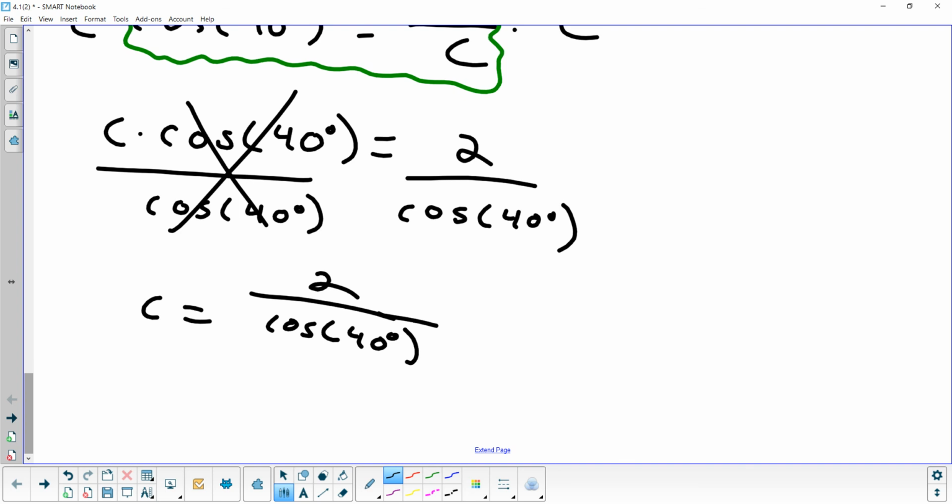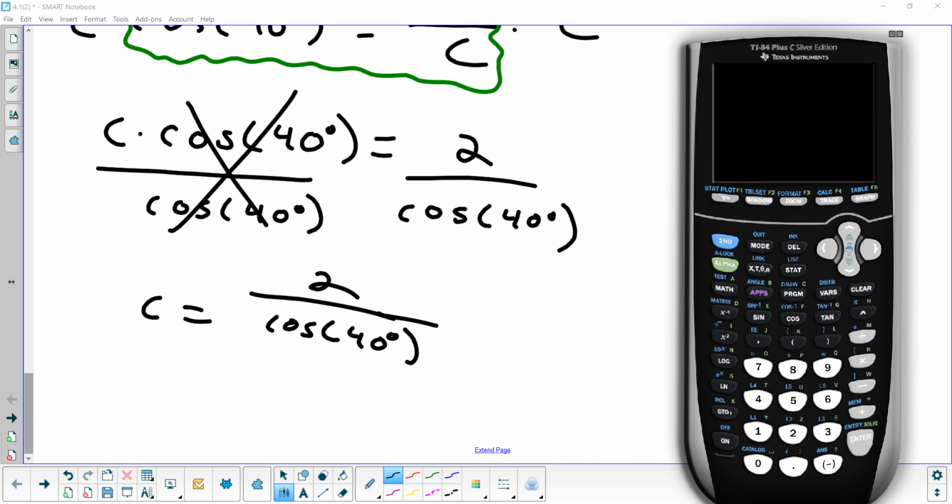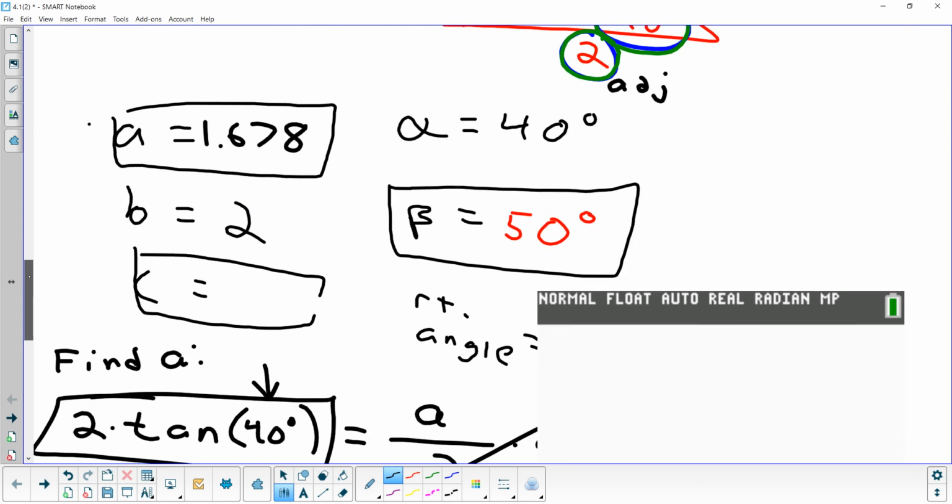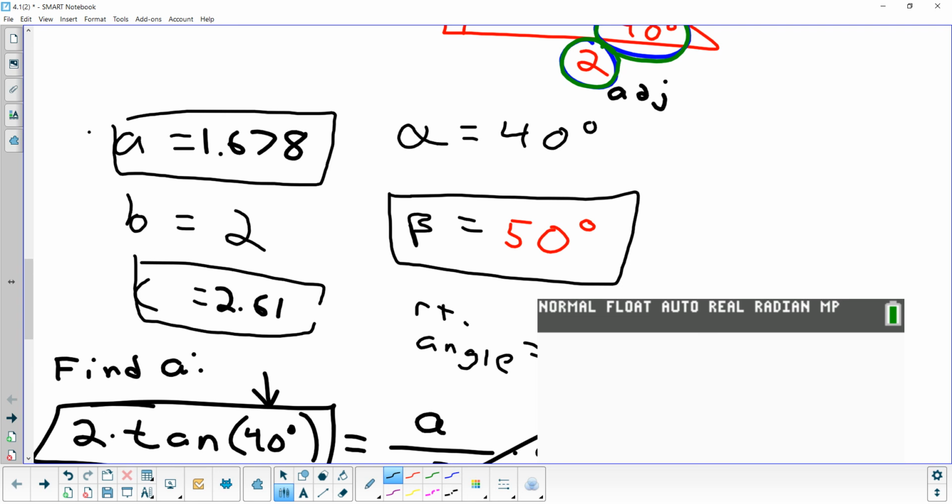I want to know 2 divided by cosine 40. So 2 divided by cosine 40. That's how you want to type it in. And you end up with 2.611. And we're done. We've solved the problem.